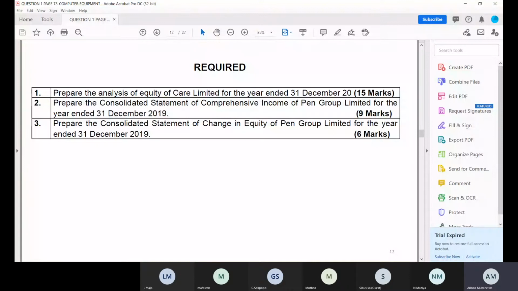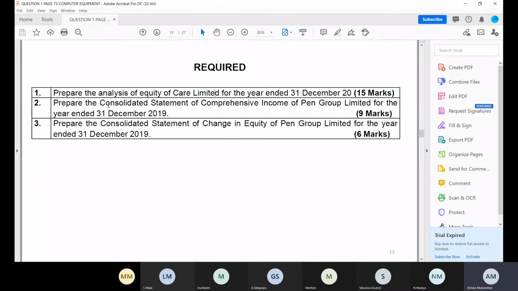But let us look at the required. As I've indicated, this is prior exam paper 2019. It was written last year. So let us look at what is required. Firstly, they want us to prepare the analysis of equity of Care Limited. Well, I think when we read the actual example, we'll see that Care Limited is a subsidiary.